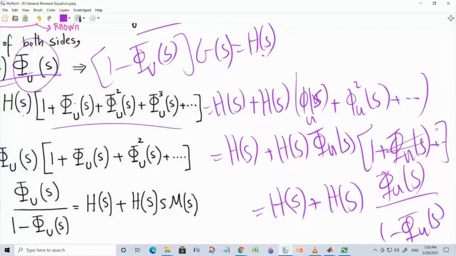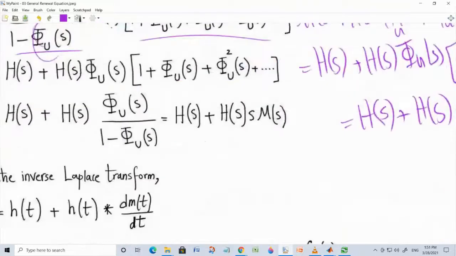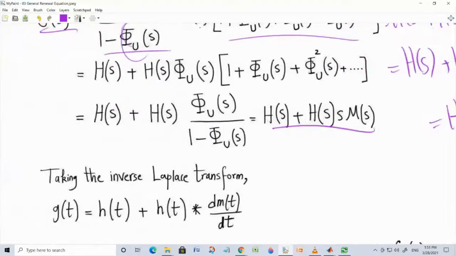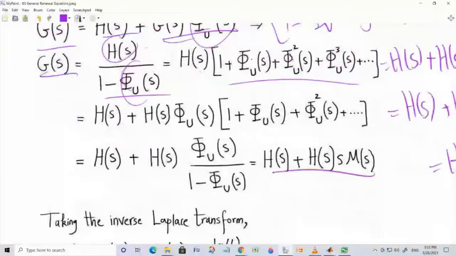The reason for doing this is we want to match the Laplace transform of the renewal function, m of s. So that's basically the idea: this thing divided by s is equal to m of s, and so this guy is equal to s m of s. And now we take the inverse Laplace transform.